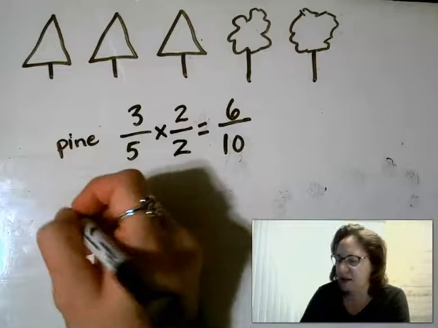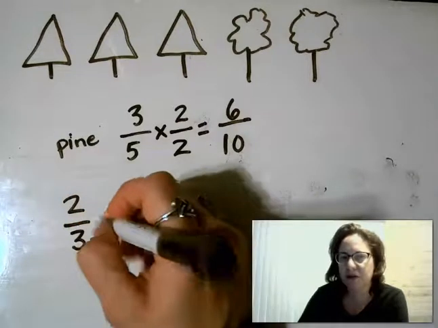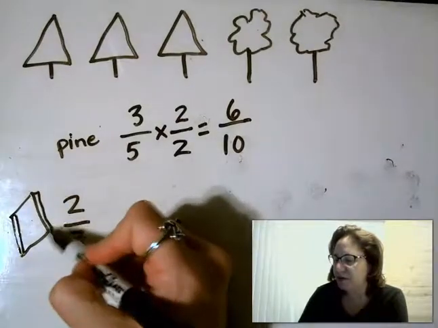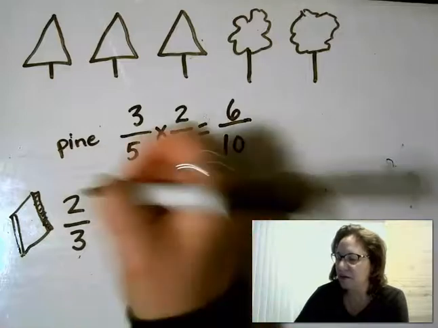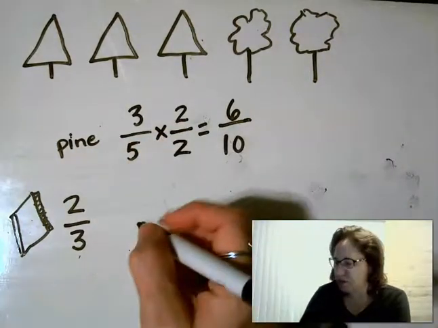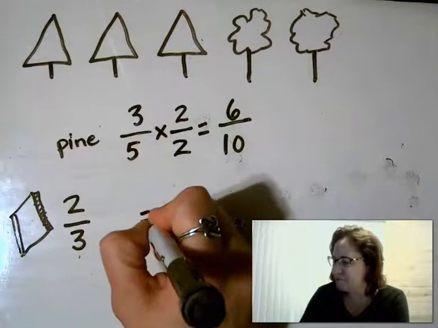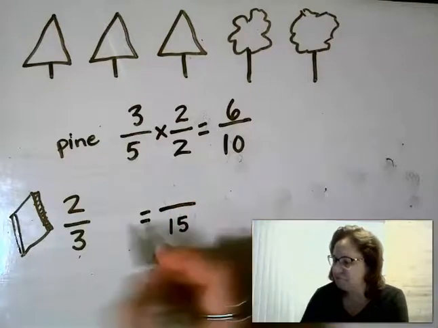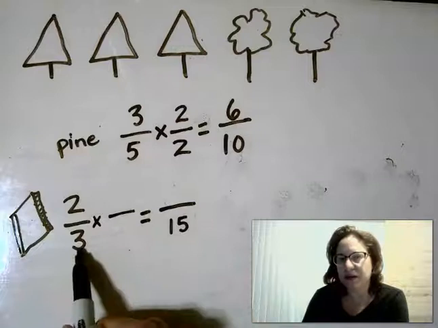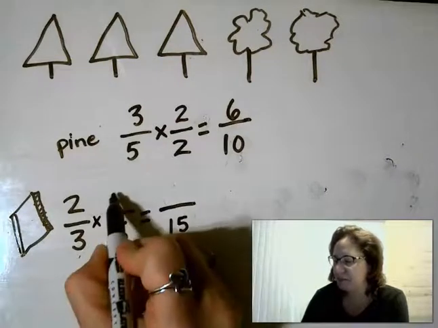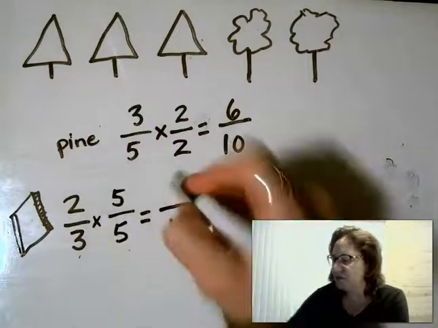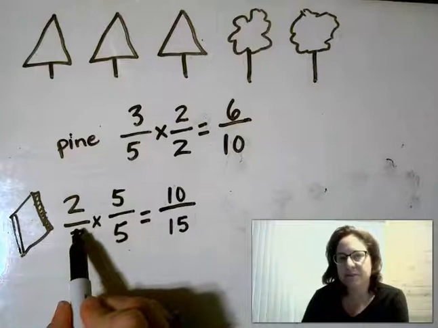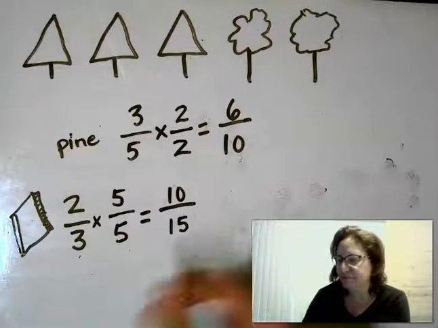I've been reading a lot lately, and I've finished 2/3 of my book. I have read 2/3 of my book. Now, what is an equivalent fraction to 2/3? Let's say the denominator is 15. Well, I know that 3 times 5 is 15. So 2 times 5 is 10. That means that 10/15 is equivalent to 2/3. Make sense?